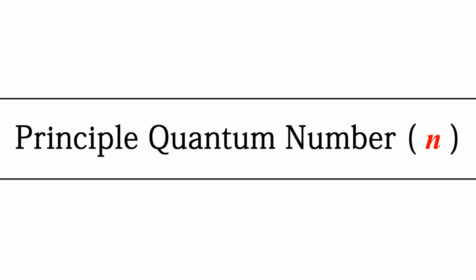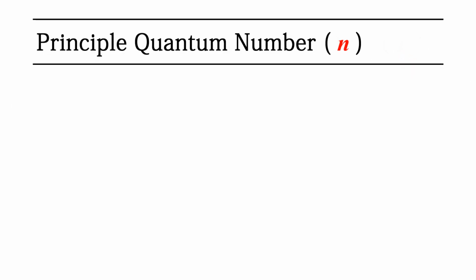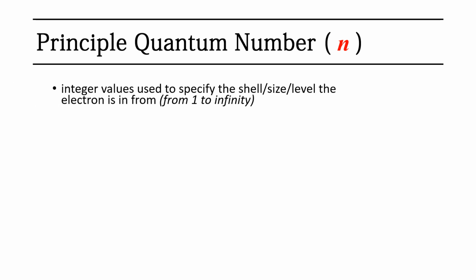When talking about principal quantum numbers, integer values are used to specify the shell or energy level. The electron is in a shell from 1 to infinity. So an infinite number of principal energy levels may exist, and therefore an infinite number of principal quantum numbers may exist in a single atom.